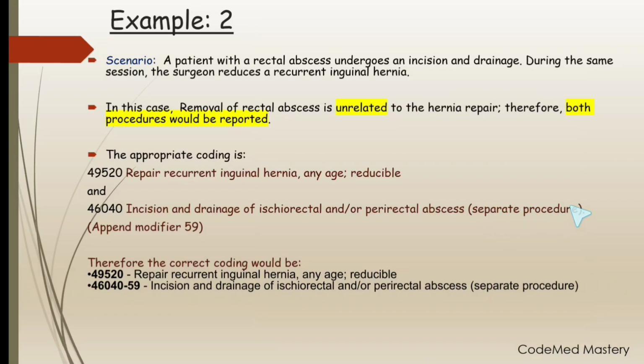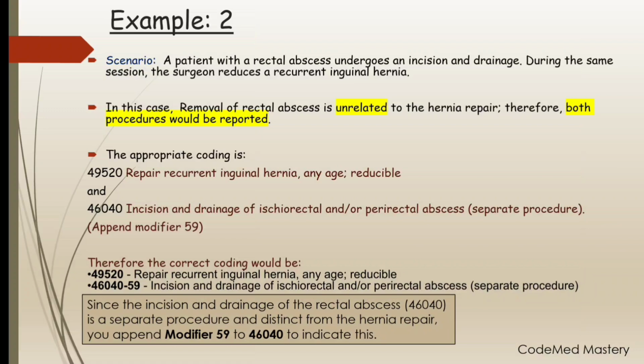So this is a separate procedure. In this particular case, we are coding this separate procedure because it is unrelated to the hernia repair. Therefore, we can code it. We have to append modifier 59 to the separate procedure. Therefore, the correct coding would be 49520 with 46040 with modifier 59. An important note: since the incision and drainage of the rectal abscess is a separate procedure and distinct from the hernia repair, we append modifier 59 to 46040 to indicate this.